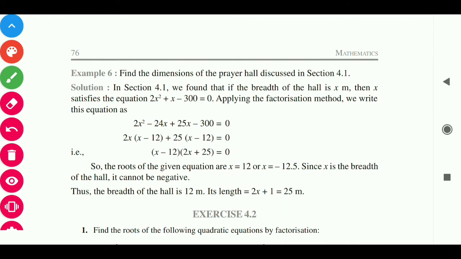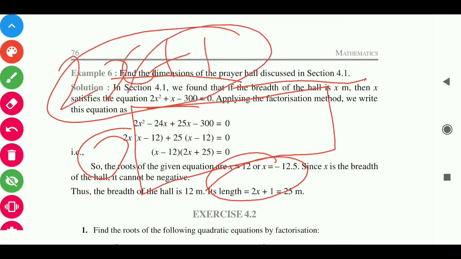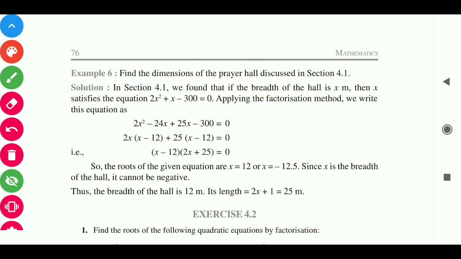Now let's come to the last solved example before exercise 4.2. Find the dimensions of the prayer hall discussed in section 4.1. In section 4.1 we have discussed a prayer hall with a rectangular carpet area with certain length and breadth, where the relation of the length with respect to breadth was 2x plus 1, and we were asked to find the quadratic equation.